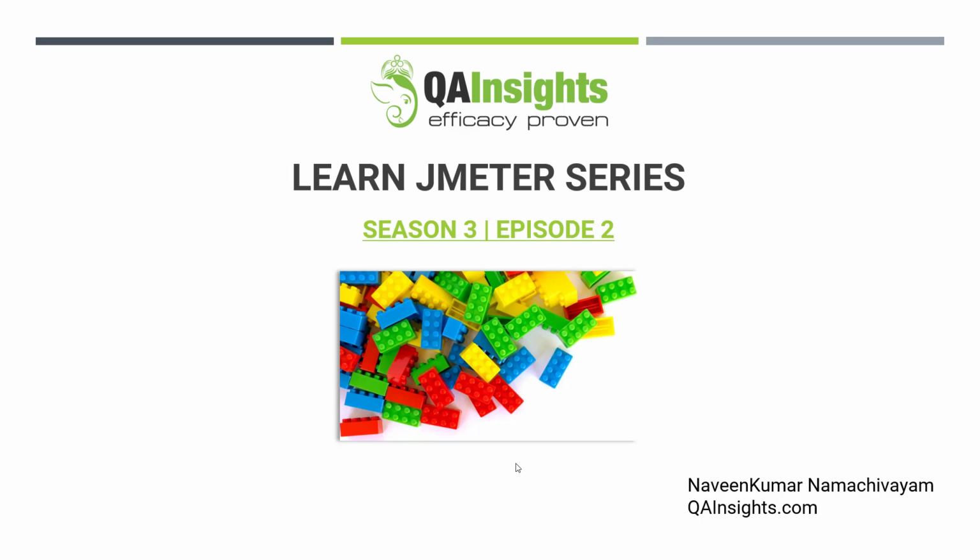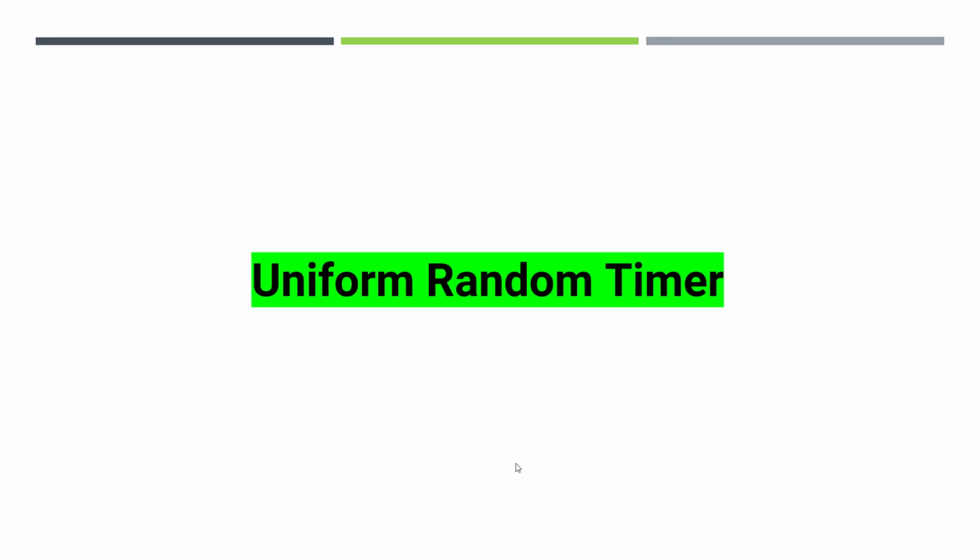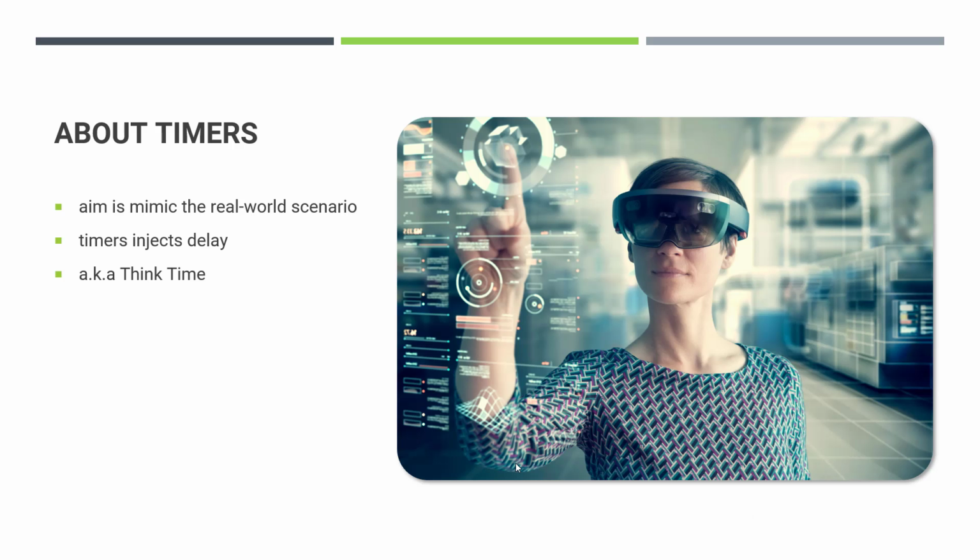Welcome to the Learn JMeter series. In this season 3, episode 2, we are going to see about the uniform random timer. Before we see the specifics about the timers, first you have to understand what timers are, why we need timers, and how they work.